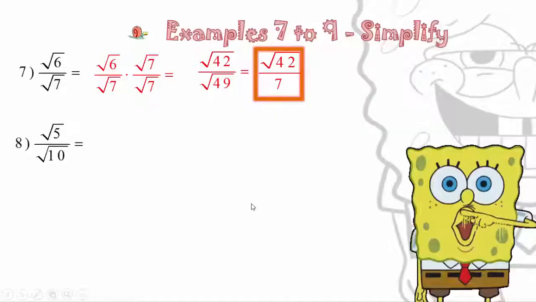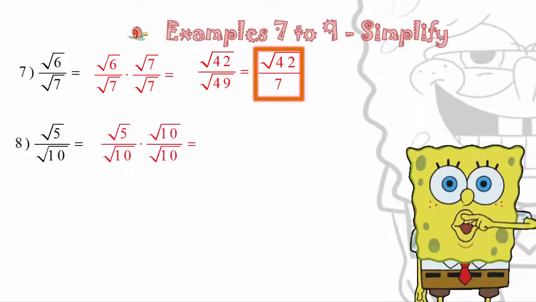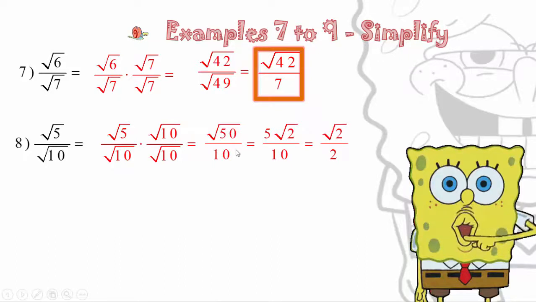Reviewing what we did on the whiteboard in example number 8, we have to rationalize the denominator, so here I rationalize it with the square root of 10 over 10, and that gave us under the radical sign 50 over 10, and 50 can be simplified to 5 square root of 2 over 10, and then of course this can be simplified to square root of 2 over 2.